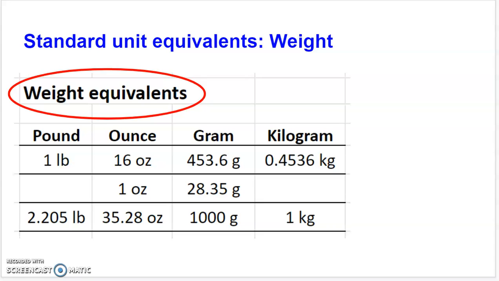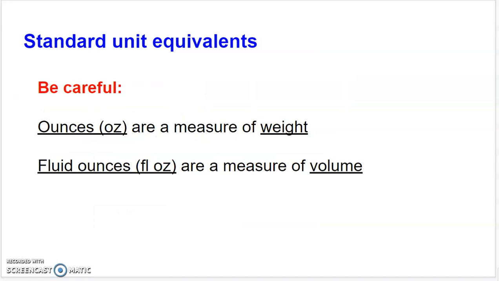So then there's a weight equivalence part of your chart too. Works the same way. 1 pound is equal to 16 ounces, which is equal to 453.6 grams. So one thing to notice when you're doing standard unit equivalents, it's confusing in the culinary field because we use ounces and fluid ounces, and those are completely different. So ounces are a measure of weight, and fluid ounces are a measure of volume. For water, the two are the same, but for other substances, those two are different. So be really careful when you're doing these to distinguish between ounces and fluid ounces.